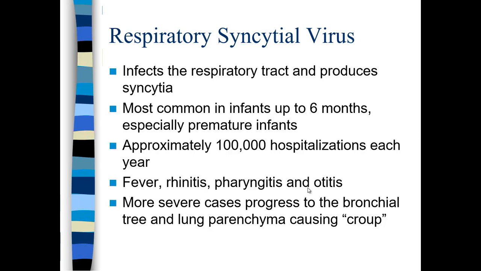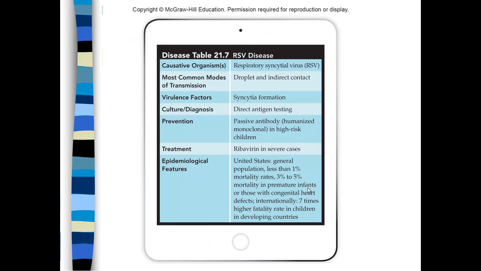And this is the main causative agent of croup. You know, we hear about croup, but this is RSV leads to croup. Okay, and it gets transmitted by droplets and fomites. You have to be very, very careful with preemies and newborns because the mortality rates can be 3 to 5% in preemies or those developed with congenital heart defects.